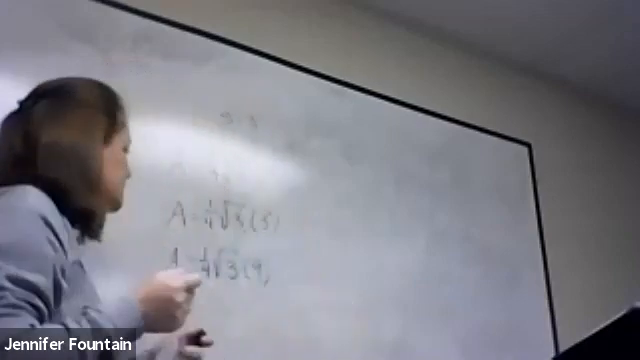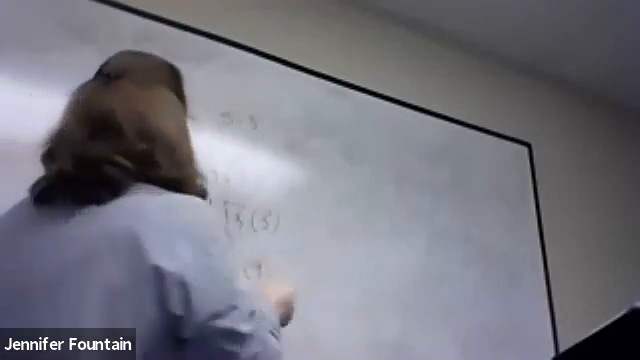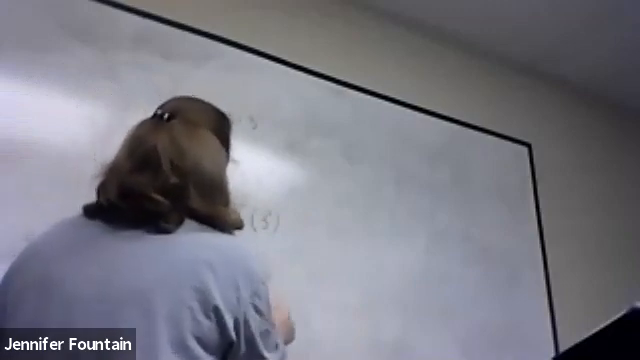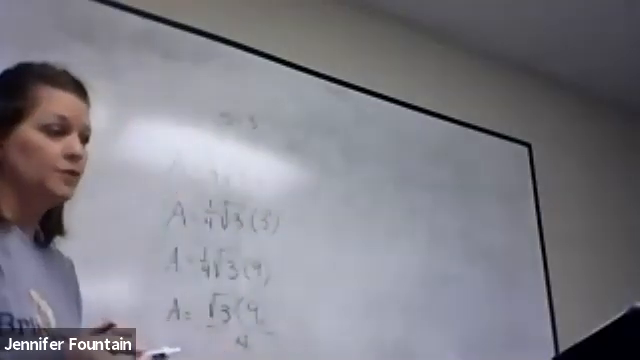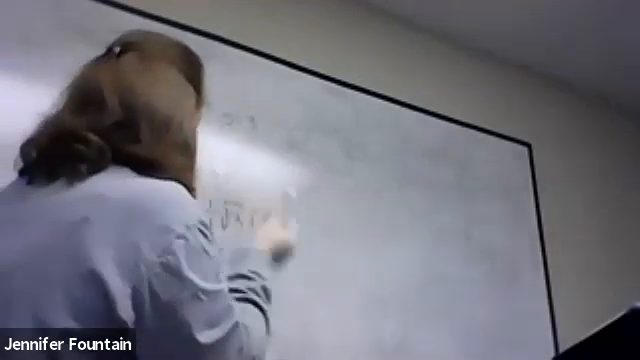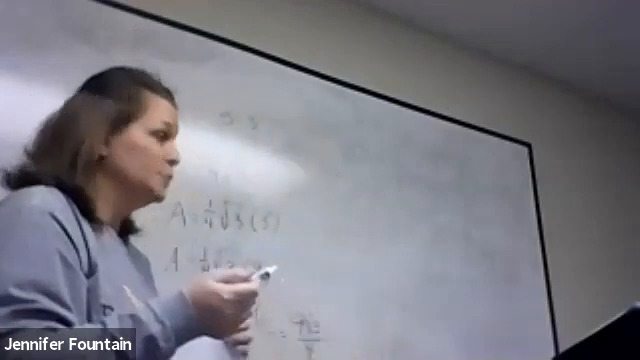Okay, so notice this is going to be the same as area equals 1 times the square root of 3, which is just going to be the square root of 3 times 9 over 4. Everybody good with that so far? Okay, so when I look at this, I can either leave it as just 9 times the square root of 3 over 4, or I can use a decimal.